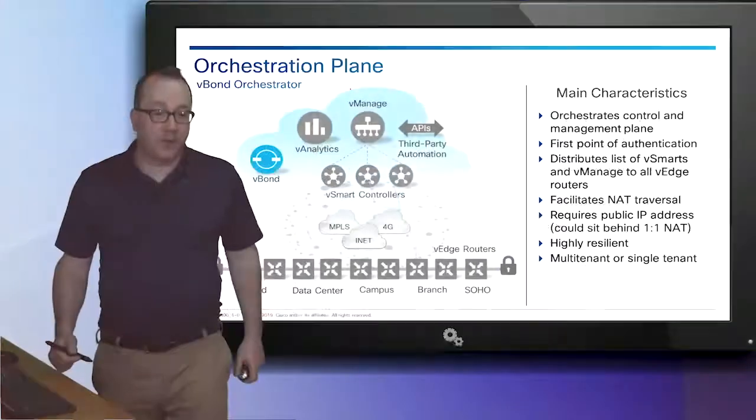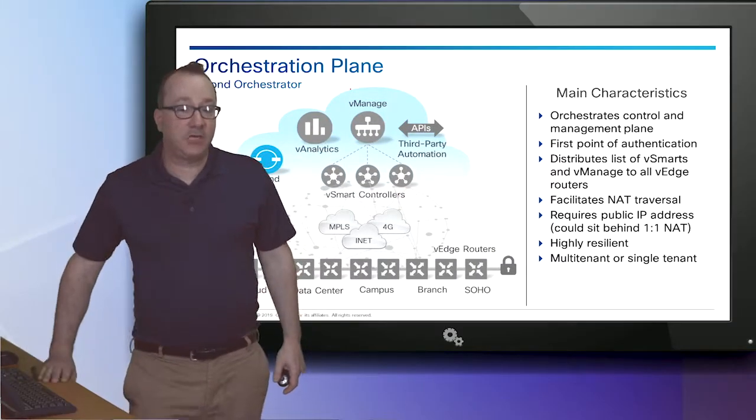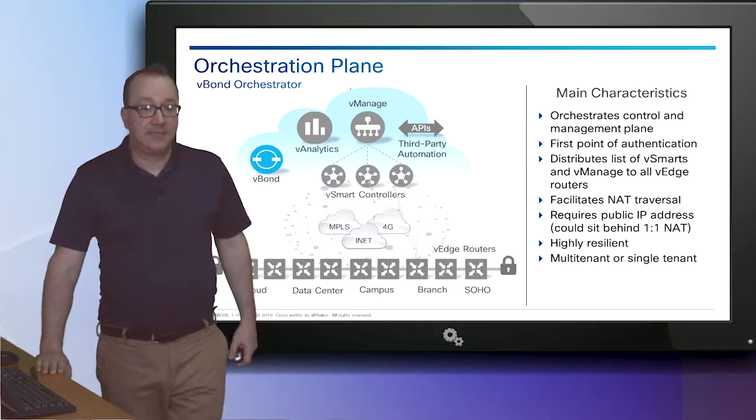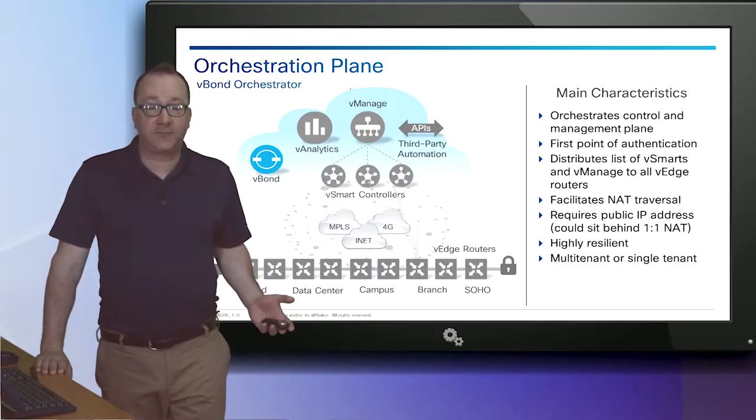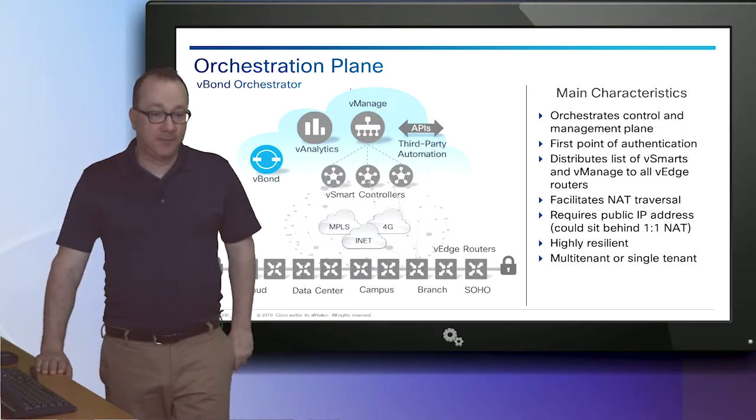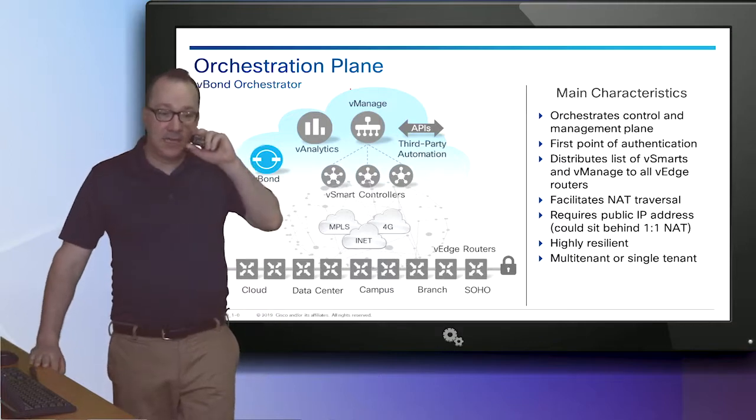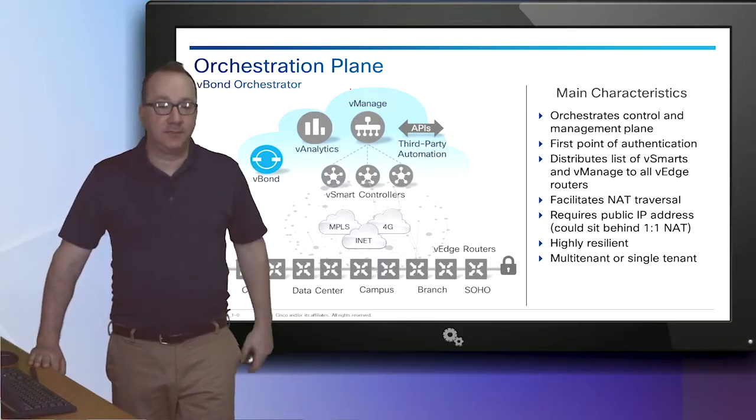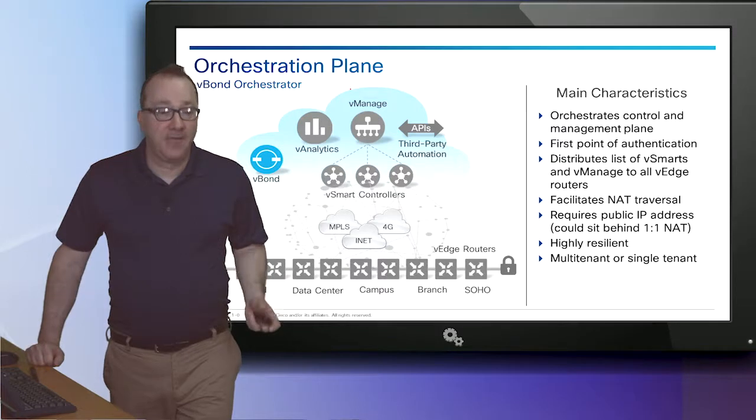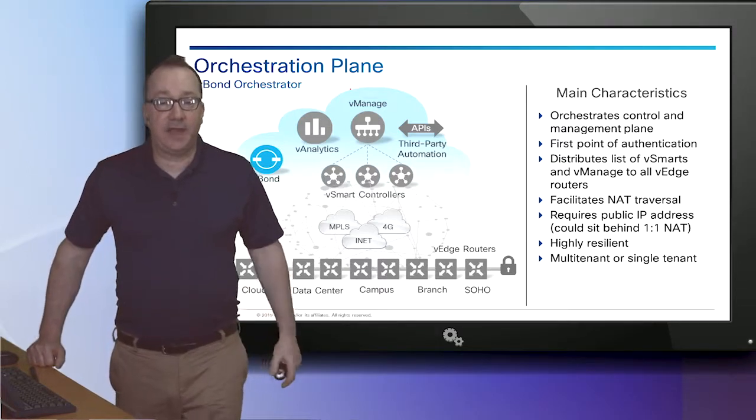The vBond Orchestrator facilitates the initial bring up by performing authentication and authorization of all elements in the network. Cisco vBond Orchestrator also provides the information on how each of the components connects to all the other components. vBond Orchestrator plays an important role in facilitating Cisco SD-WAN devices that sit behind network address translation to communicate with the network. If you sit behind that, vBond is the device that makes it possible to communicate with the network and the overlay.